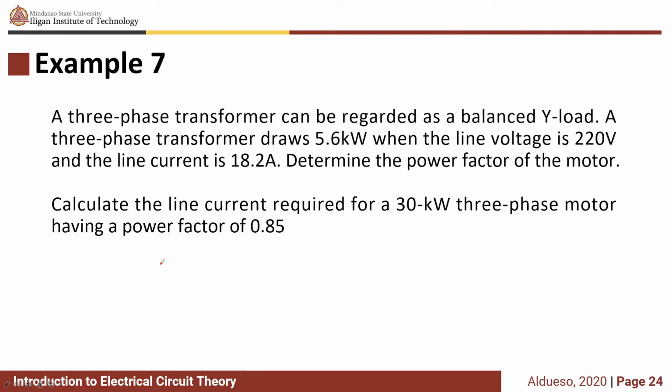For example, a three-phase motor can be regarded as a balanced load. So the three-phase motor draws 5.6 kilowatts, the line voltage is 120 volts, and the line current is 18.2 amperes. Determine the power factor of the motor. So we are given a total power of 5.6 kilowatts, a line voltage of 120, and a line current of 18.2 amperes.